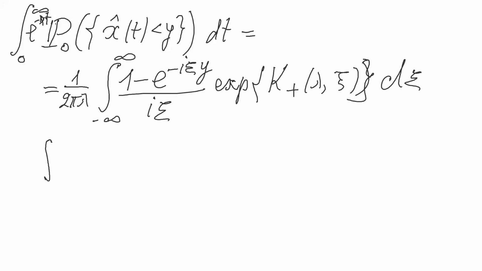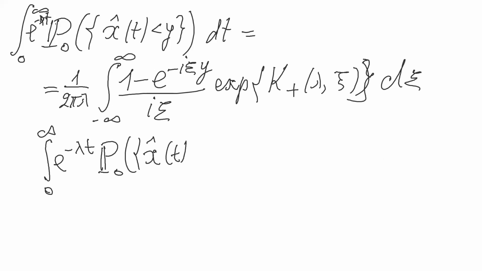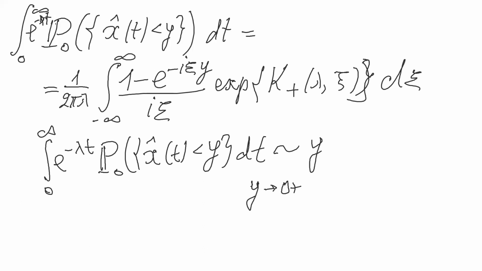It is not difficult to find out the following property of this function: the integral from 0 to infinity of e to the power minus lambda t, P0 of x hat of t less than y, dt, is equivalent, as y goes to 0, to y to the power alpha over 2 times some positive constant.